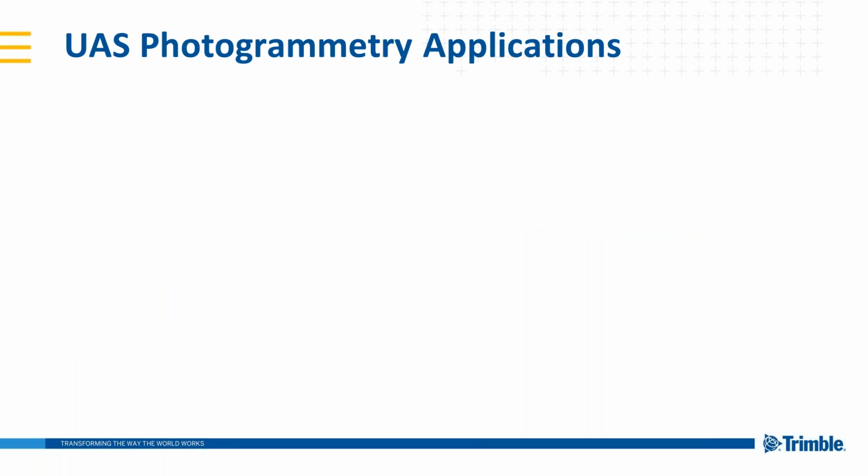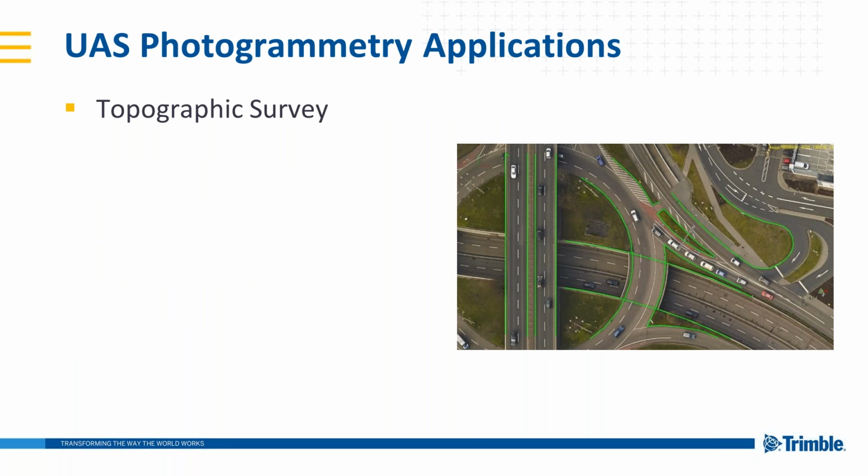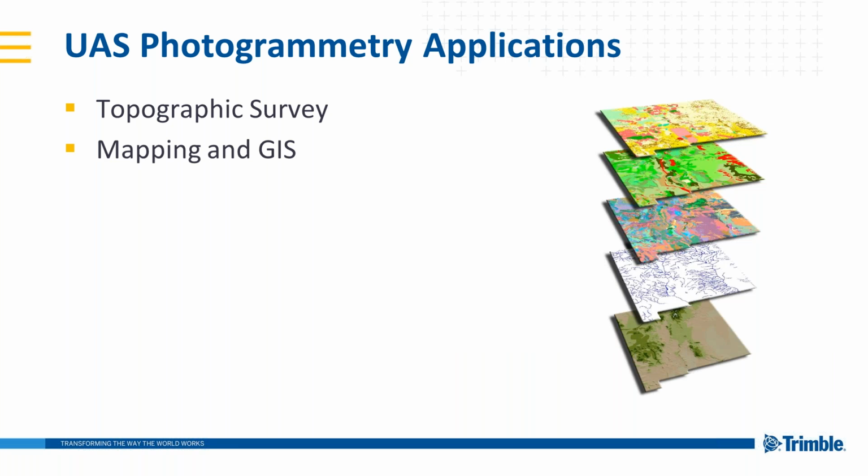So jumping into it, looking at some of the applications, one of the first ones to look at is the topographic survey, being able to collect that necessary feature information for as-built and topographic boundary information, things like that, as well as going into the mapping and GIS side of things, getting that necessary feature information and being able to catalog it.